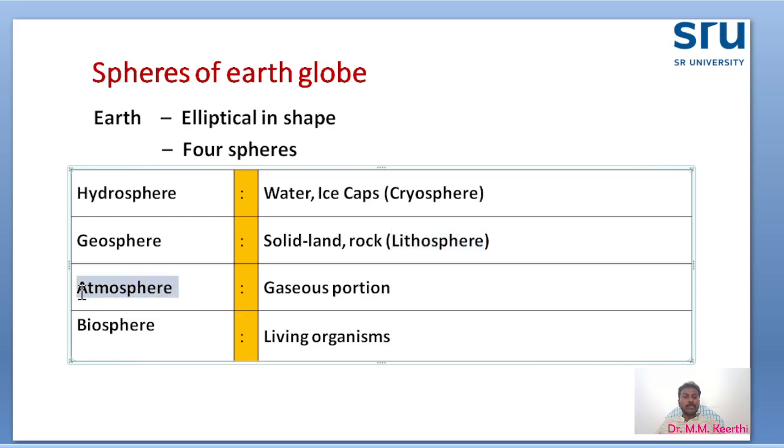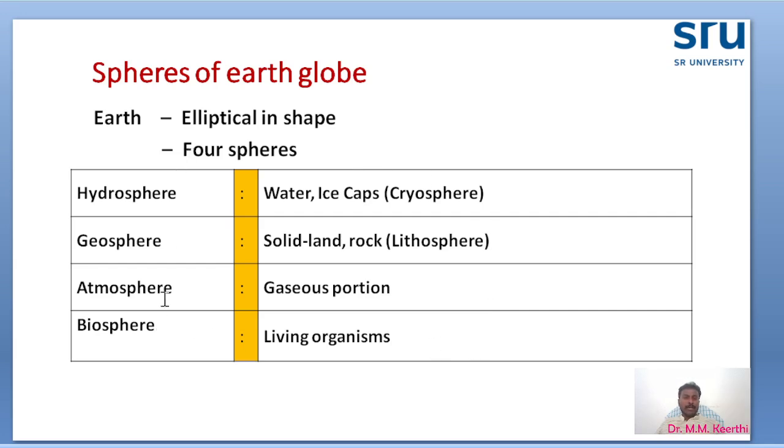And the third, foremost important, is the atmosphere. Atmosphere is where the gaseous portions are present. And the fourth one is the biosphere. Biosphere is where the living organisms are present. That area is called the biosphere.